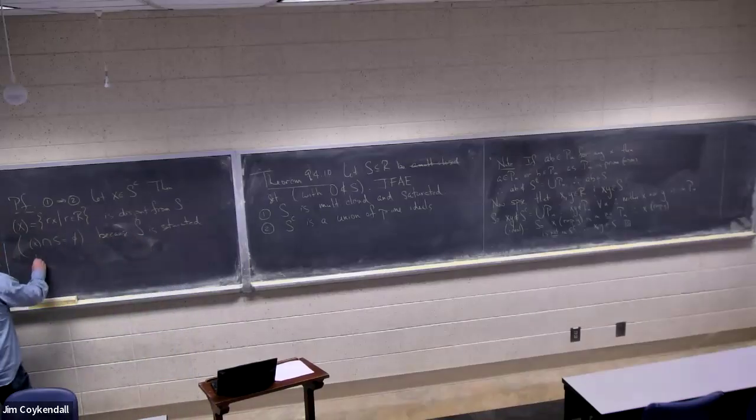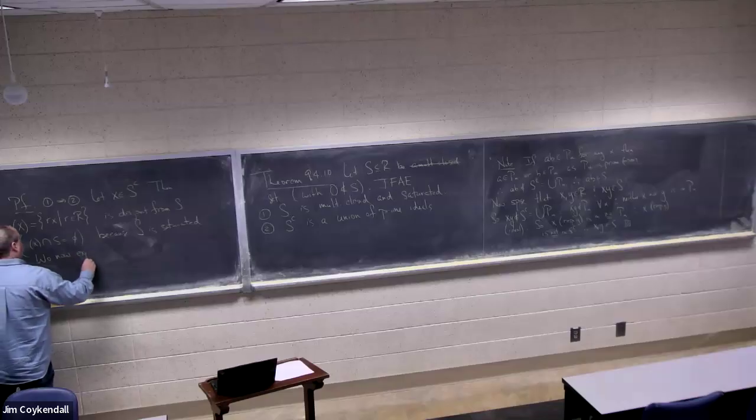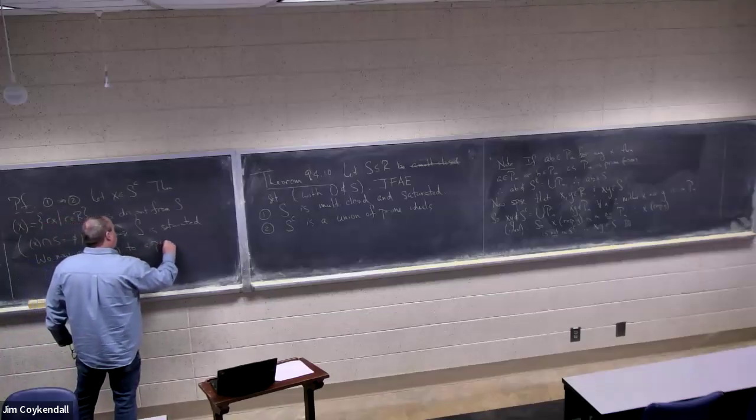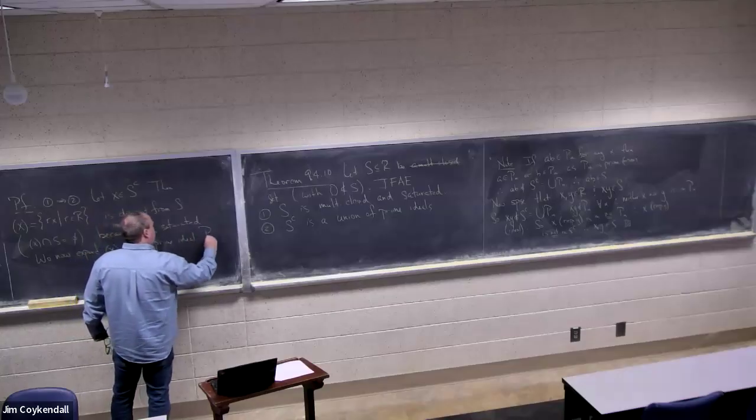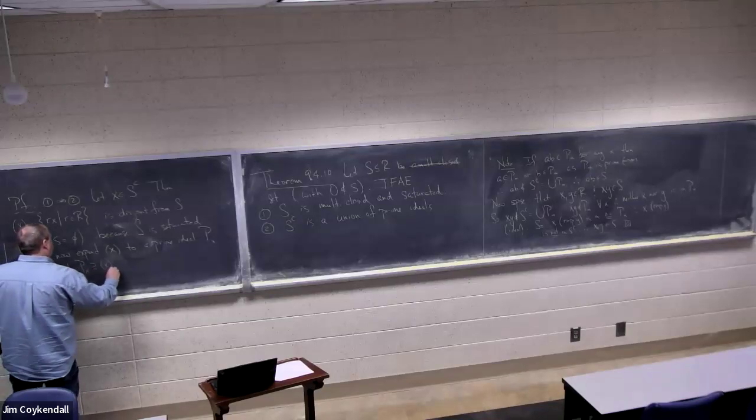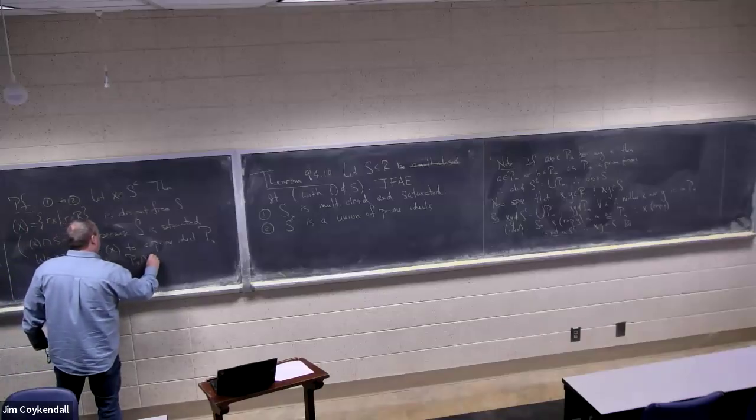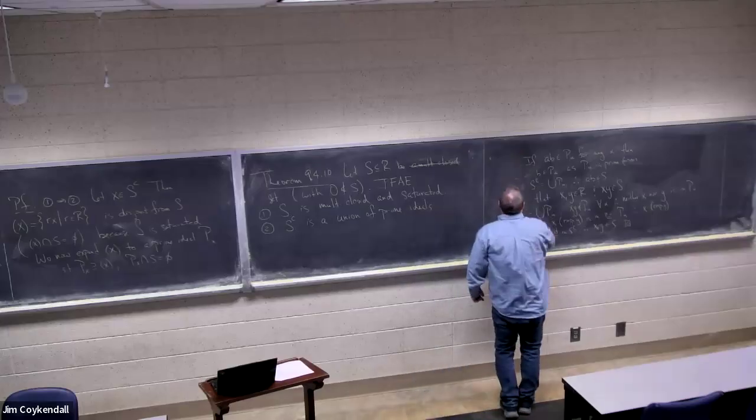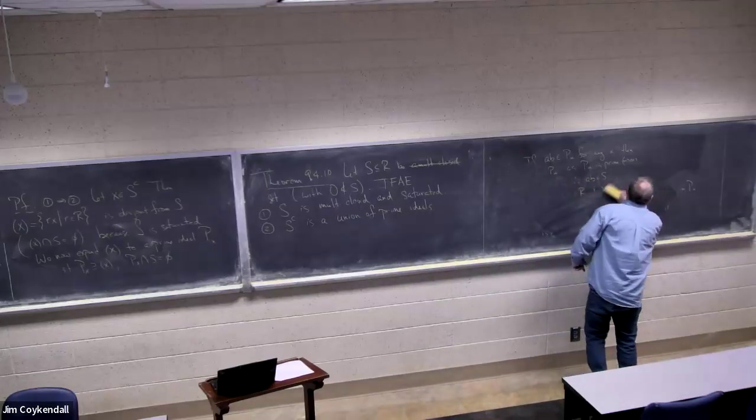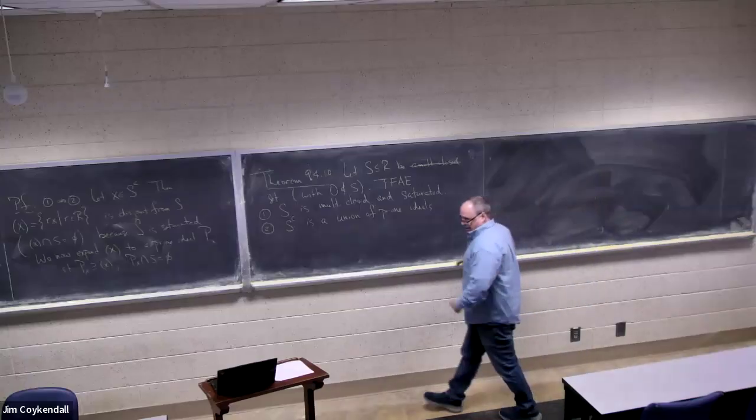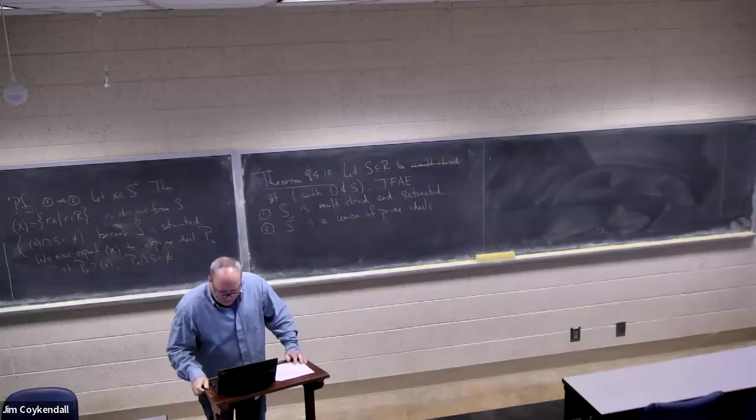Now we can expand the ideal generated by X to a prime ideal, which I will call P of X, such that P of X contains X, and P of X intersect S is empty. This is from the previous result.